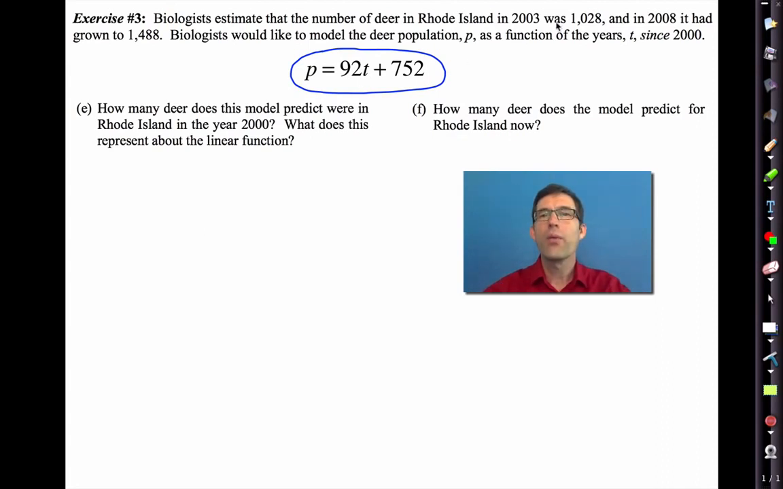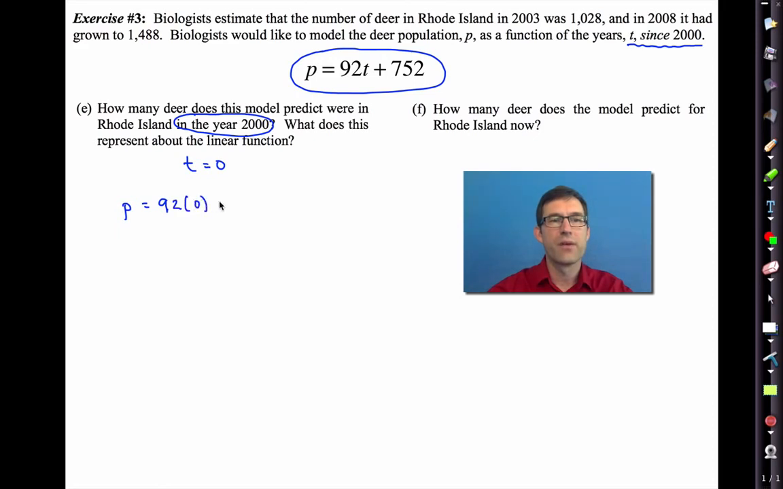Okay, well, remember, T represents the years since 2000. So if I want to know how many deer were there in 2000, that means T is equal to 0. Of course, I can put that into my model if I need to, right? But then again, 92 times 0 is 0. So there were 752 deer there, based on my model.